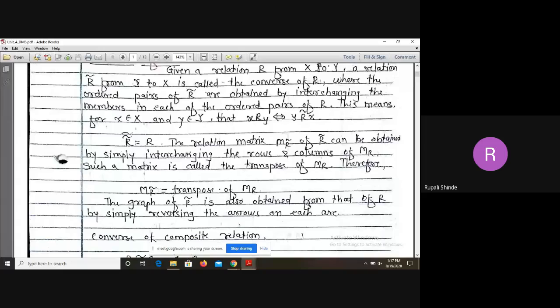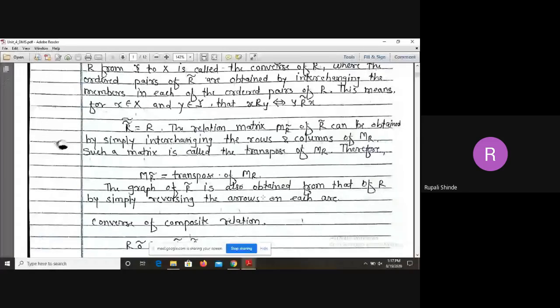Then the graph of R converse is also obtained from R by simply reversing the arrows on each arc. Yes. If the graph is given for relation R, then we can obtain the graph for R converse. How? We just have to change the direction of each and every arrow in that graph. It will give you the graph for R converse.